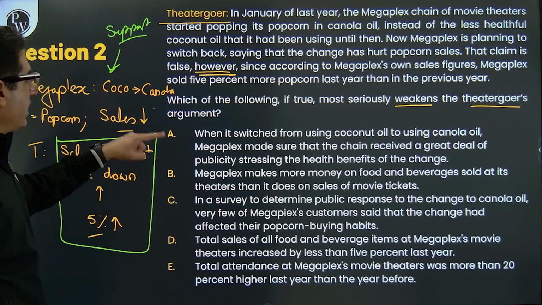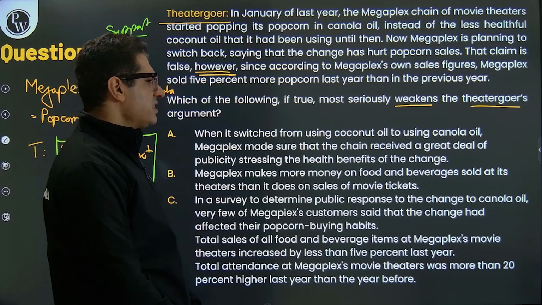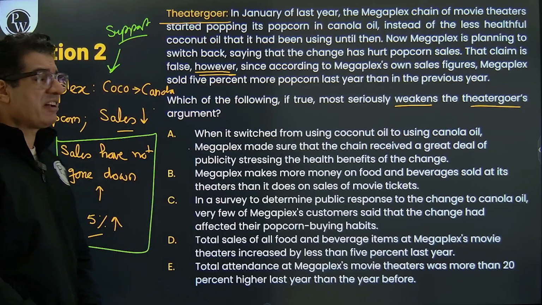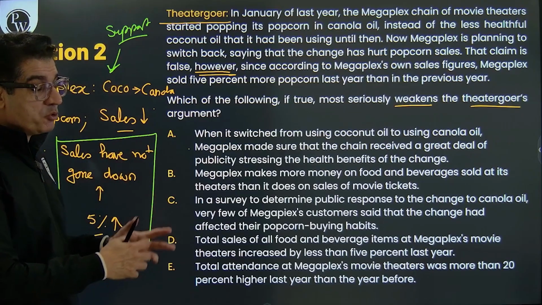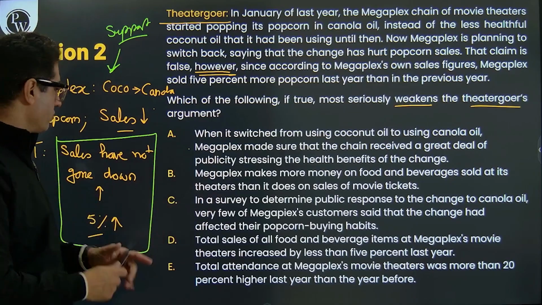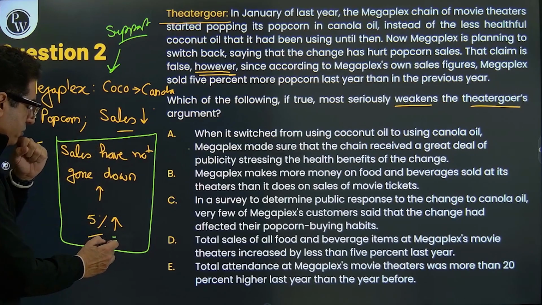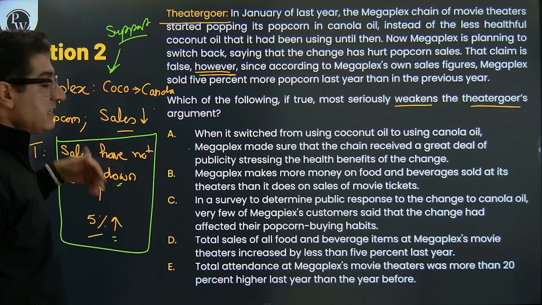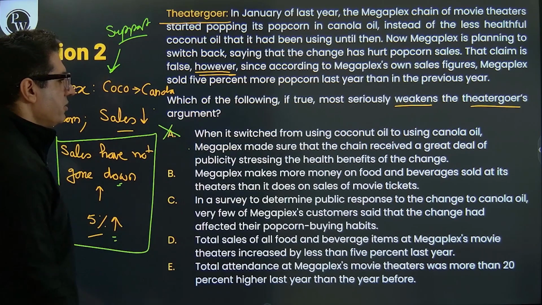So let's see. So A, when it switched from using coconut oil to using canola oil, Megaplex made sure that the chain received a great deal of publicity stressing the health benefits of the change. Okay, so how does that help us prove that sales have indeed gone down? We want to weaken this argument that despite an increase of 5% in the popcorn sales as compared to last year, you're saying the sales still have somehow magically gone down. So how do we do that? So it is irrelevant. You can rule it out.